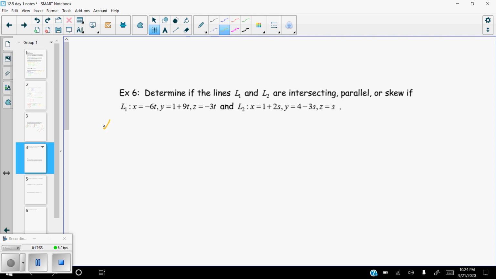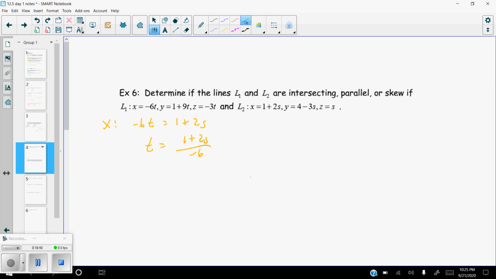So let's start off with the fact that in the first one, x is negative 6t, and in the second one, x is 1 plus 2s, so they have to equal each other in order for this to work. So we can actually solve this for t really simply. Divide both sides by negative 6. Now, there are multiple ways you could go about doing this, but since I now know the t value, in order for these two lines to be intersecting, if I plug that t value back into both of the y's, they better simplify to the same thing. So let's see if that happens.